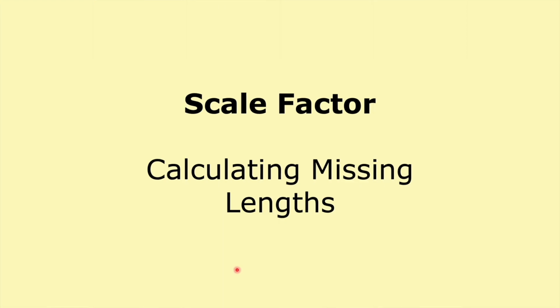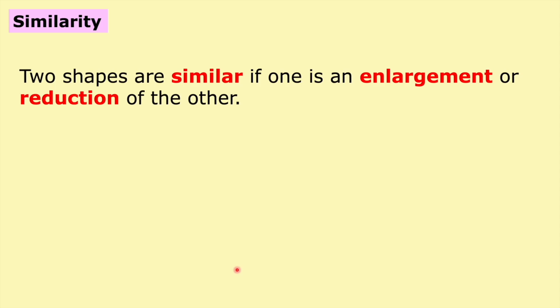So today we're going to be looking at scale factor and how to use scale factor to calculate missing lengths. To do these questions, we need to understand what is meant by similarity because scale factor creates similar shapes. Two shapes are said to be similar if one is an enlargement or a reduction of the other. So if you've got a shape and you've enlarged it, that new shape is now similar to the original shape.